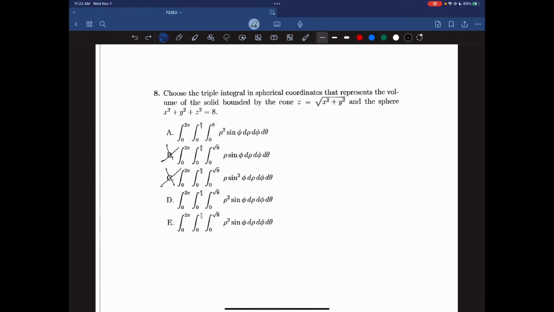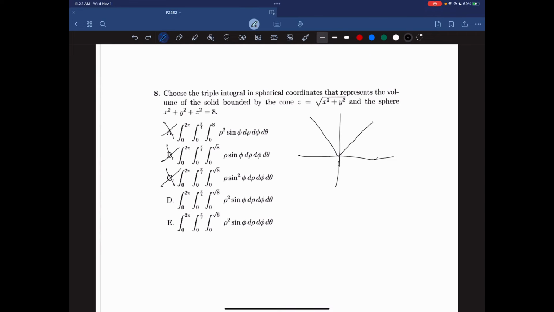The cone z equals square root of x squared plus y squared is just like the standard cone. So if we draw the cross section, we get something like this. And that means theta should be 0 to 2 pi because we're going all around. All our answers are 0 to 2 pi, so we don't need to consider that. Then we have that sphere of radius root 8. So A is not going to be our answer because rho is not 8, it is root 8. And now it just leaves it up to our phi value.